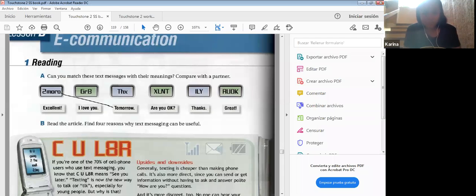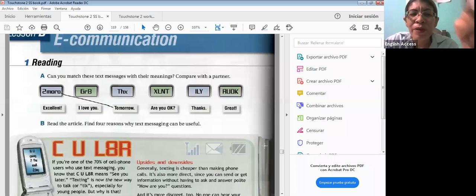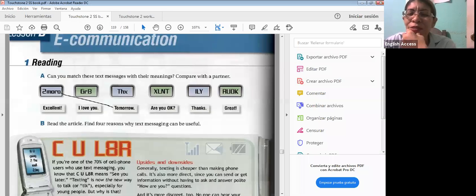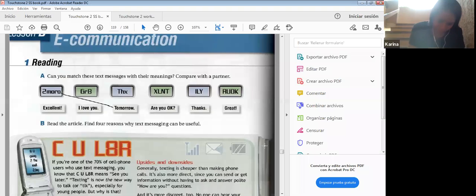Okay. Let's see. For example, number 1, we have a letter, number 2, and it says tomorrow. Together is tomorrow. So that is the meaning, tomorrow. Okay. So what I want you to do here, Karina, is try to find out the meanings of the next symbols, okay? And draw lines, please.